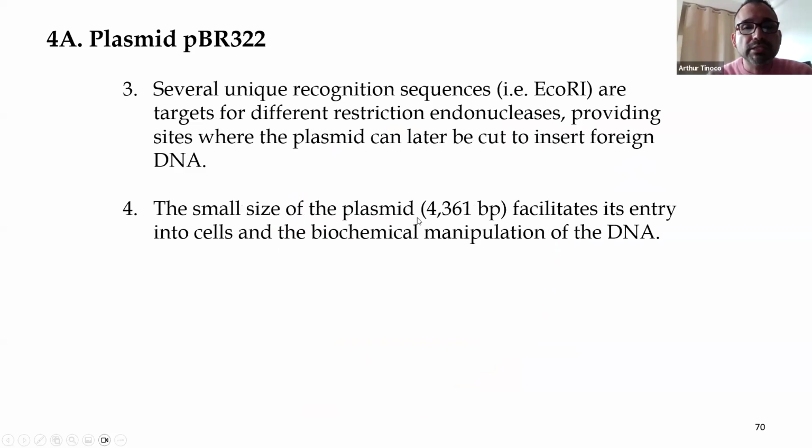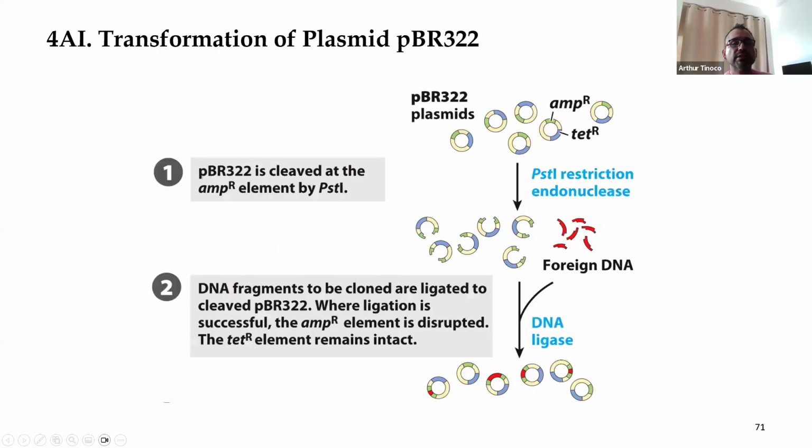The small size of the plasmid facilitates its entry into cells and the biochemical manipulation of the DNA. All right, so let's look at the transformation of the plasmid pBR322. That's our frame of reference. And so we were focusing on this, on it having the ampicillin and tetracycline resistance.